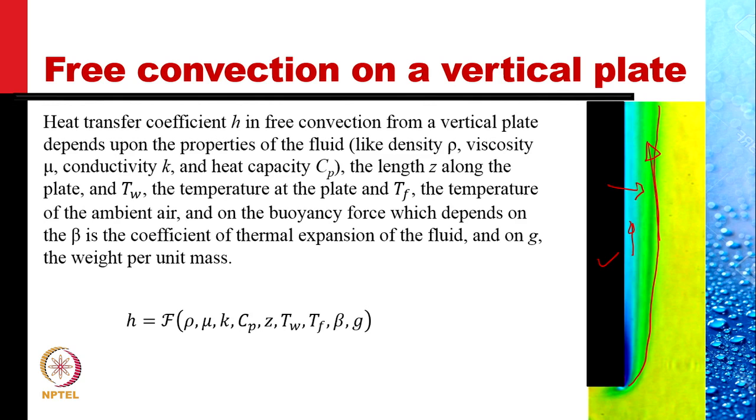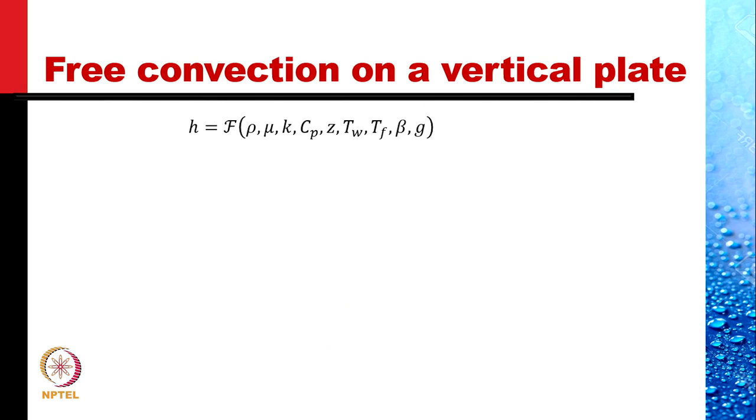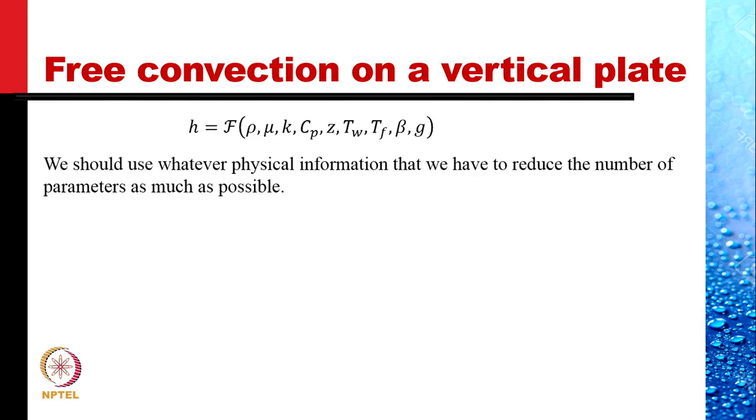So h can be written in this functional form. It depends upon the properties of the fluid, this again is a property of the fluid, the two temperatures, the length of the plate in the z direction, and g, the acceleration due to gravity. There are 9 independent parameters. We'll repeat the expression here. It's a very large number of parameters.